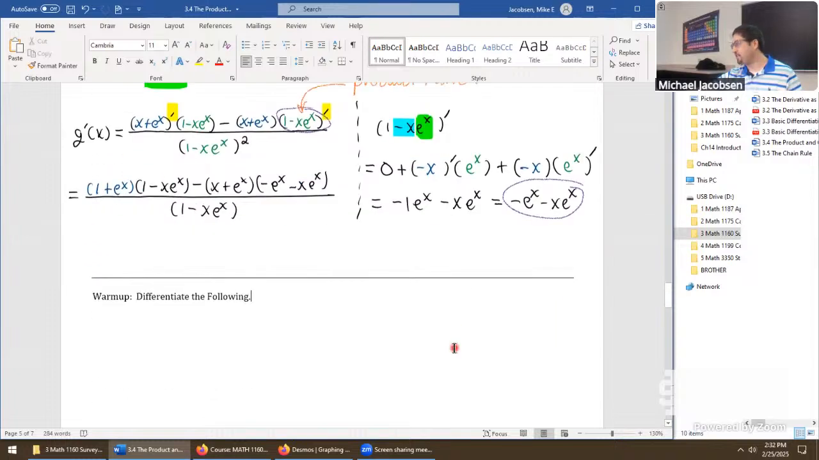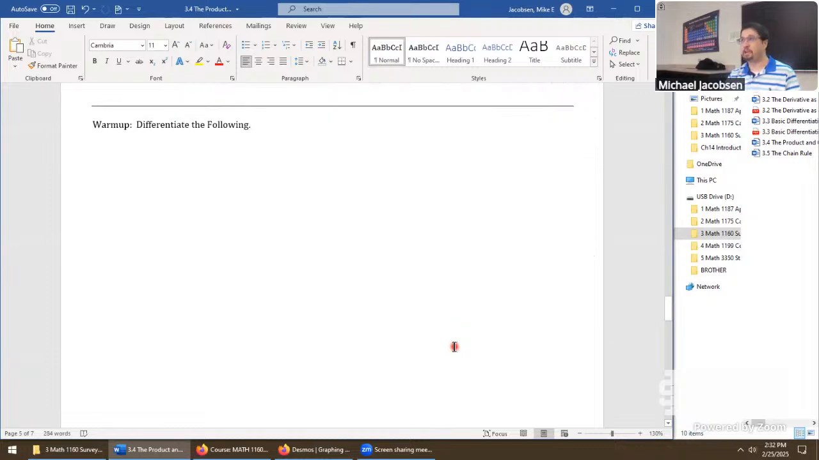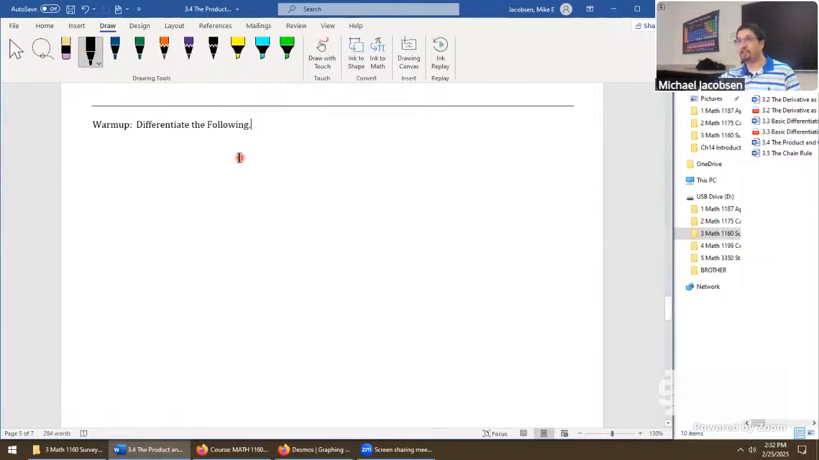I felt like before we just push through the notes, we should do a small warm-up, just so that we're refreshed on how all those rules go. So let's do 2 problems. We want to differentiate them. Part A, just a random warm-up exercise, is going to be y equals, let's make it, 5x cubed e to the x.